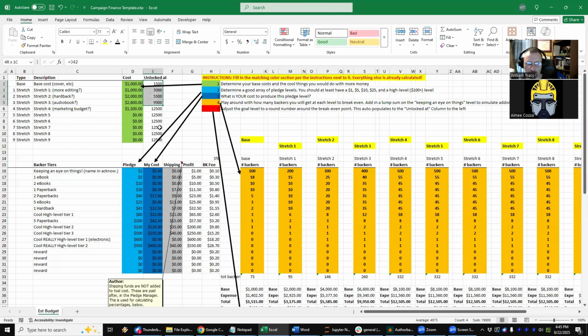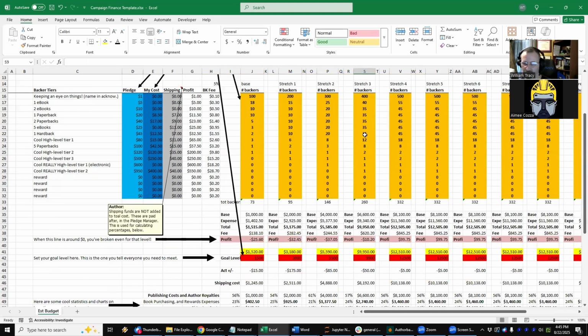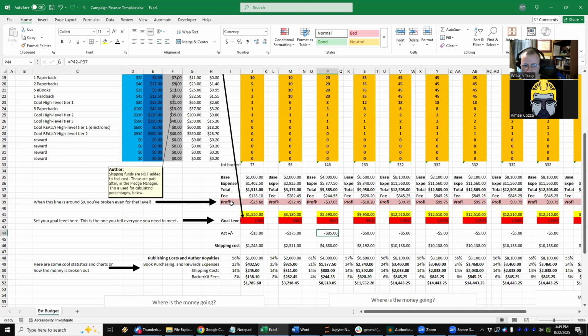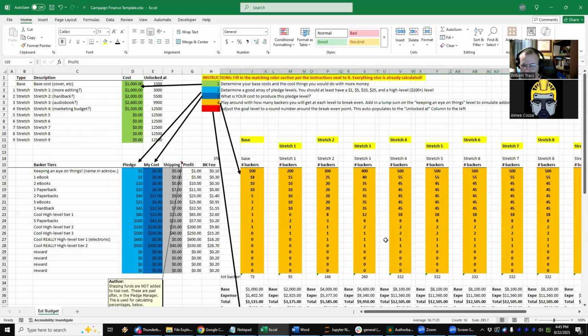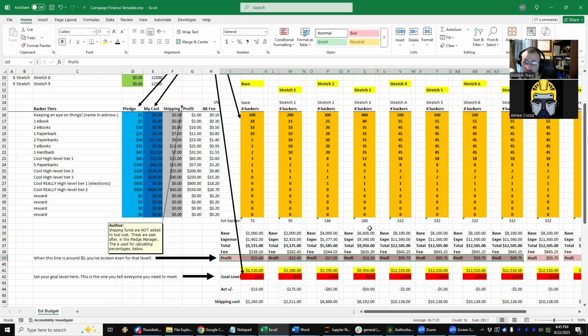So again, you want to make these nice round numbers that people are going to appreciate. Do 500s or 50s or something like that. Don't say a stretch goal is like 3125. It's not as appealing to backers. So as you go across here, once you get to higher stretch goals, this is where you could play around a bit, and this is where you could potentially make a little bit more money.